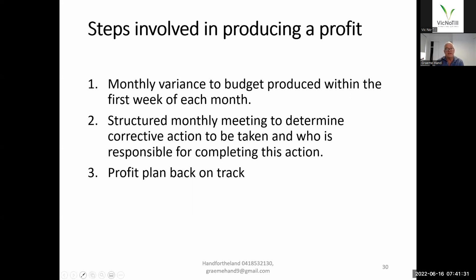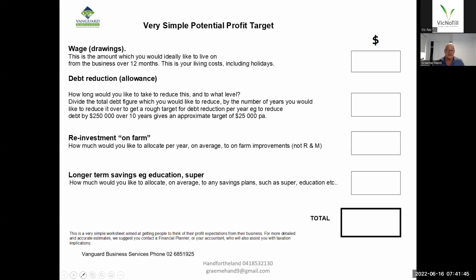Start doing that monthly variance to budget and having a meeting, and I'll show you the form we use to get the profit plan back on track. But you've got to develop a profitable plan, and then you've got to keep it on track. So we start, this is, I borrowed this from Mark Gardner up at Vanguard in Dubbo.